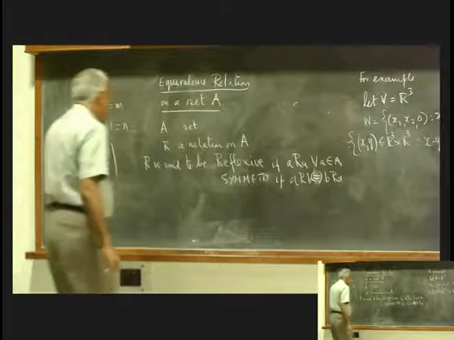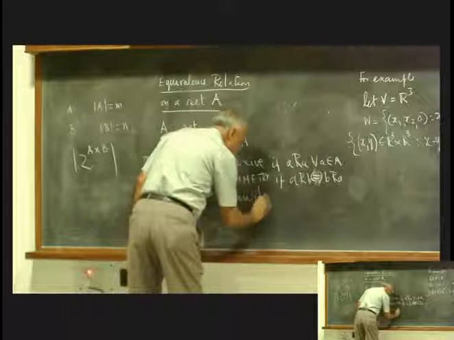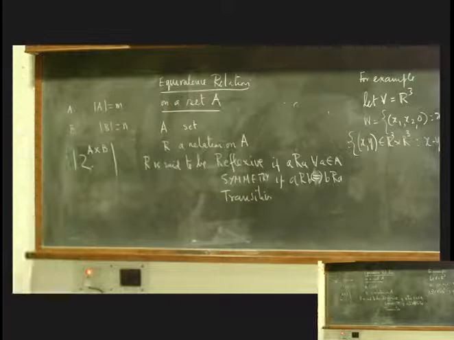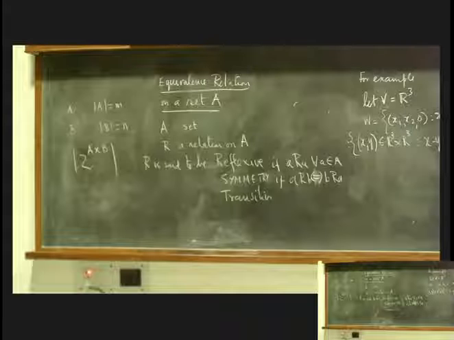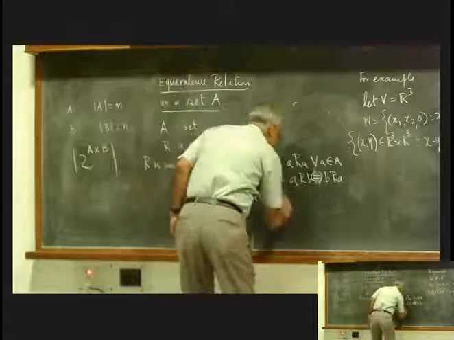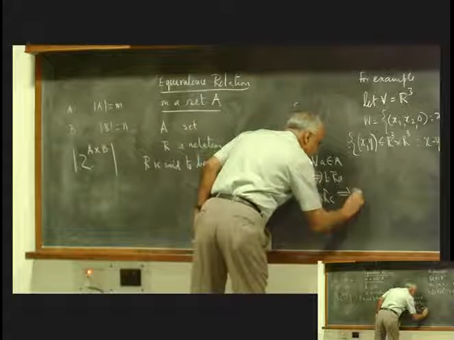And finally we say it is transitive. It's a disease that goes. If A is my friend, B is my friend and he is B's friend, he must be my friend. Otherwise he is in trouble. If A is related to B and B is related to C, it implies A is related to C.